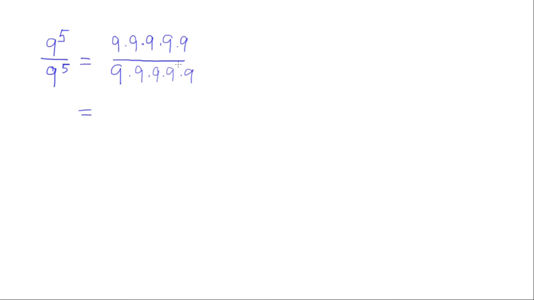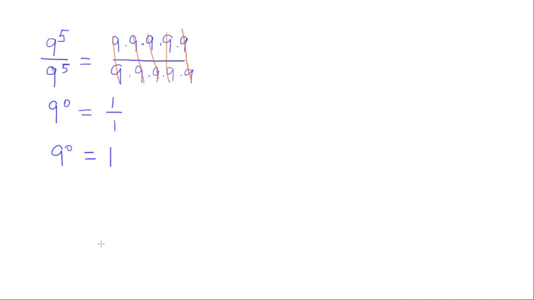We get a whole bunch of cancellations. 9 divided by 9, 9 divided by 9, 9 divided by 9, 9 divided by 9, 9 divided by 9. And what we're left with is 1 divided by 1, which means we're left with 1. Now let's take a look at 9 to the 5 divided by 9 to the 5 in terms of exponent laws. Don't forget that exponent laws, when you're dividing, means to subtract your exponents. Well, 5 take away 5 is 0, so this is 9 to the power of 0, which means 9 to the power of 0 is 1.